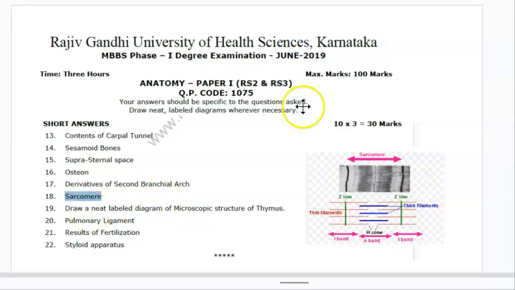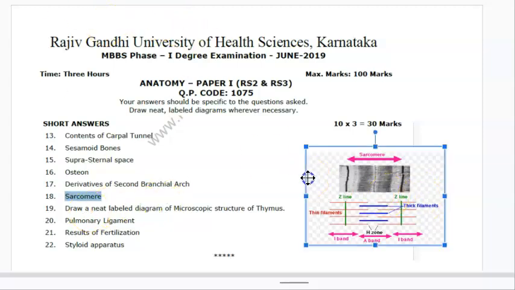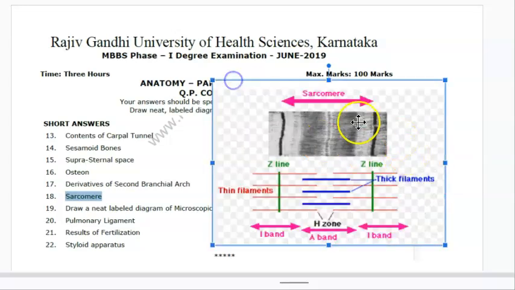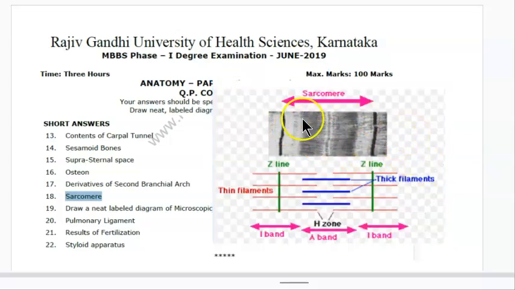Sarcomere. Now what is a sarcomere? It is the contractile unit of a skeletal muscle, right? This is how it looks. You can see the sarcomere. A sarcomere is from this Z line to Z line. You see this dark line here, these two, Z line to Z line, it is the sarcomere. You have to learn how to draw this diagram, so let's practice it immediately.